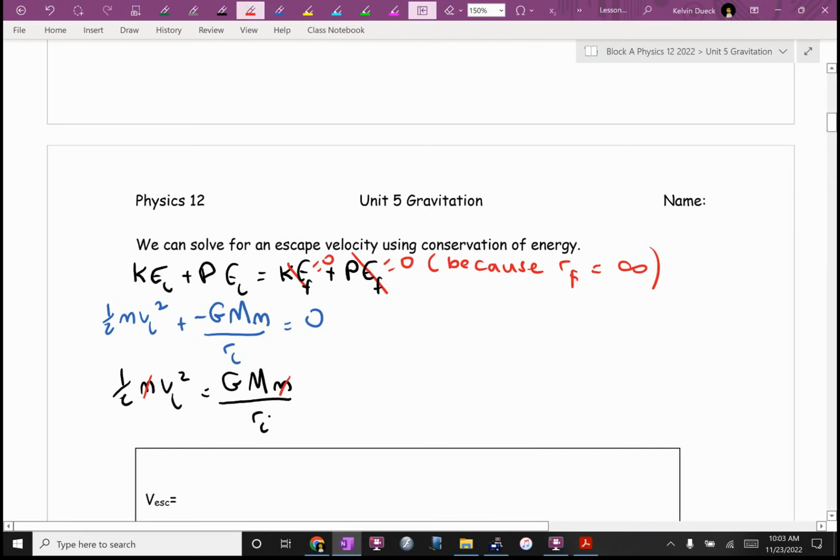Get the V by itself. I guess divide by m, times by 2. The dividing by m isn't going to change anything. So I'll get this. V squared equals 2 big G big M over R initial. Anyone? This is escape velocity.